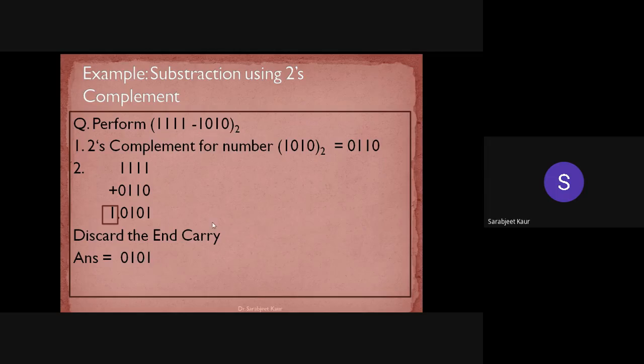Any problem? Good. I want you to do the reverse calculation now. So can you please try out 1010 minus 1111 yourself?